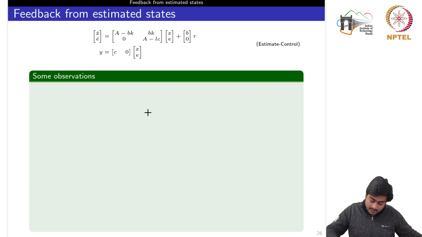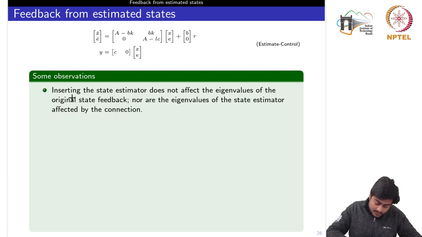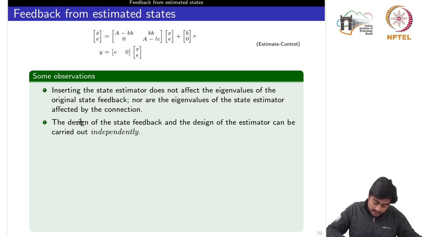Let's see a couple of more observations. So this was the estimate control or the closed loop dynamics we have obtained. First, inserting the state estimator does not affect the eigenvalues of the original state feedback, nor are the eigenvalues of the state estimator affected by this connection. This we had already seen. Second, as a consequence of this first point, the design of the state feedback and the design of the estimator can be carried out independently.